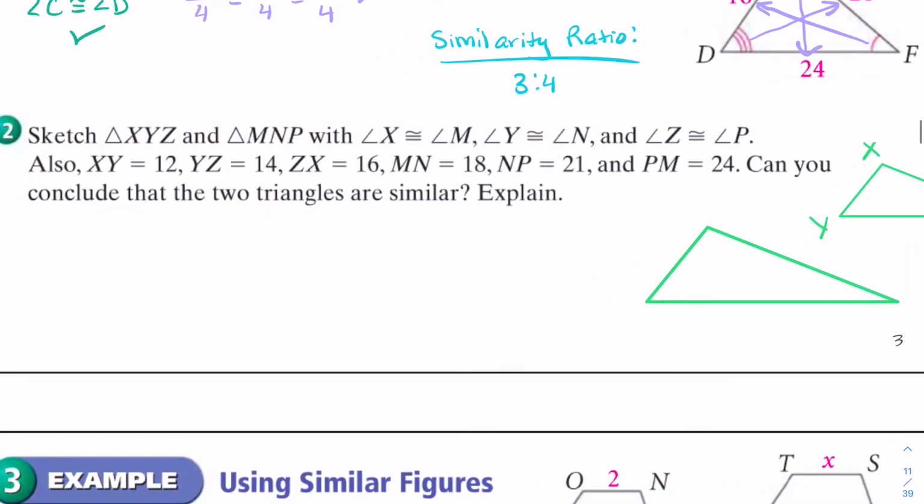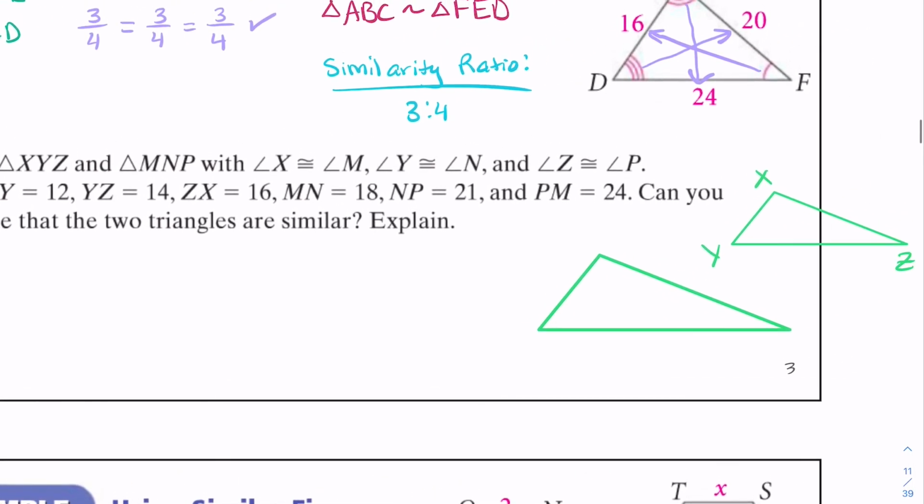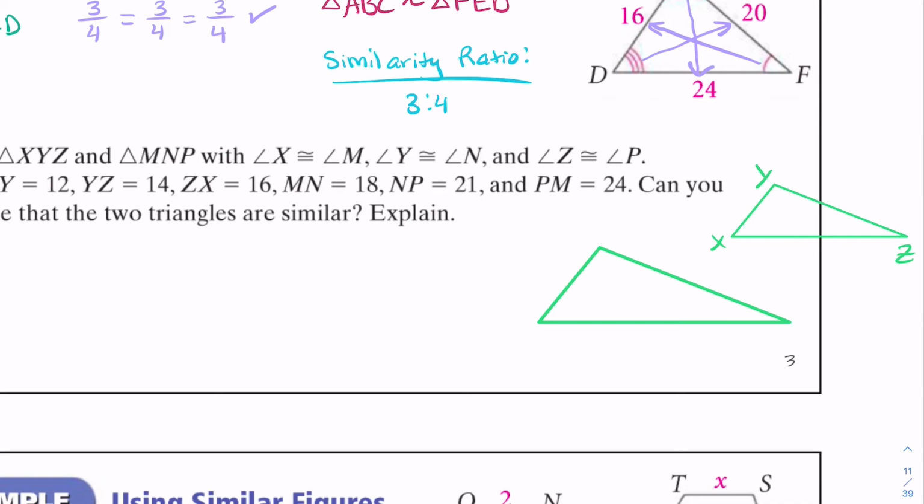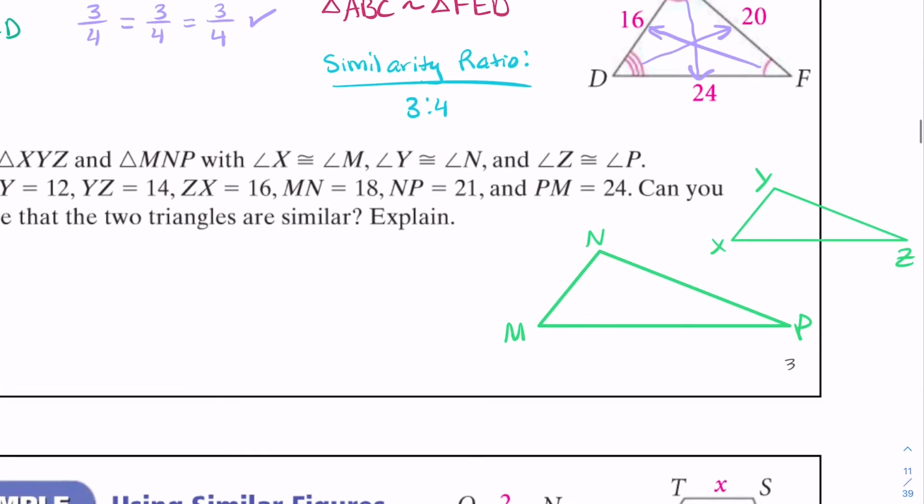I'm going to have to rearrange my letters to make it a little bit more relatable to the values that they gave me. Let's see, XY is the smallest, YZ is 14. So I'm going to want to switch these, I'm thinking. They gave me 12, 14, and 16. That's all I'm trying to do here. So we have X, Y, Z, and we're going to do M, N, P. And for those values, XY is 12, 14, and 16. And MN is 18, 21, and 24.